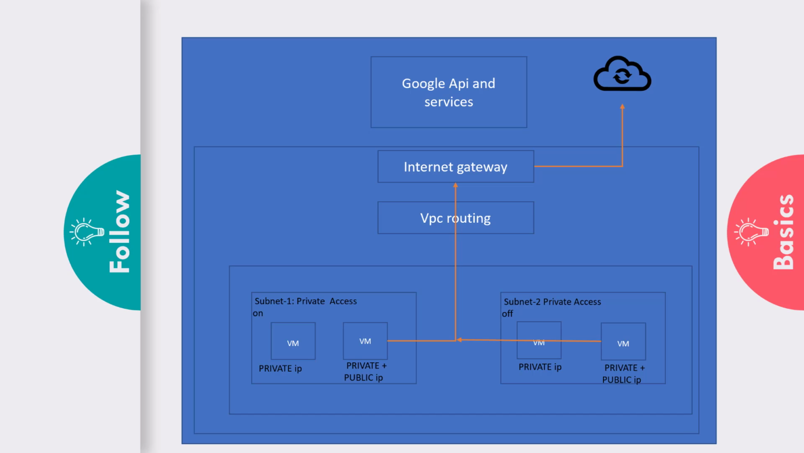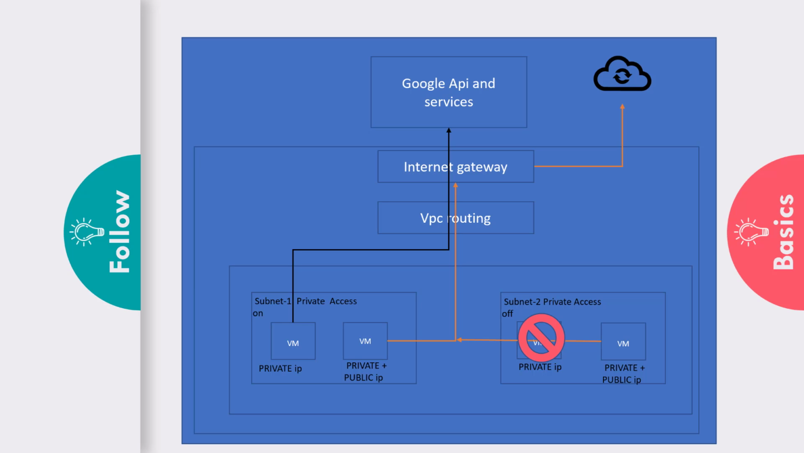However, if it has just private IP addresses, then for the subnet which has private access turned on, only the virtual machines within that subnet will be able to access the Google APIs, and they access them directly via the internal Google network and it doesn't go outside the network. However, if the private access is turned off, then a virtual machine which has only a private IP will not be able to access the Google APIs.